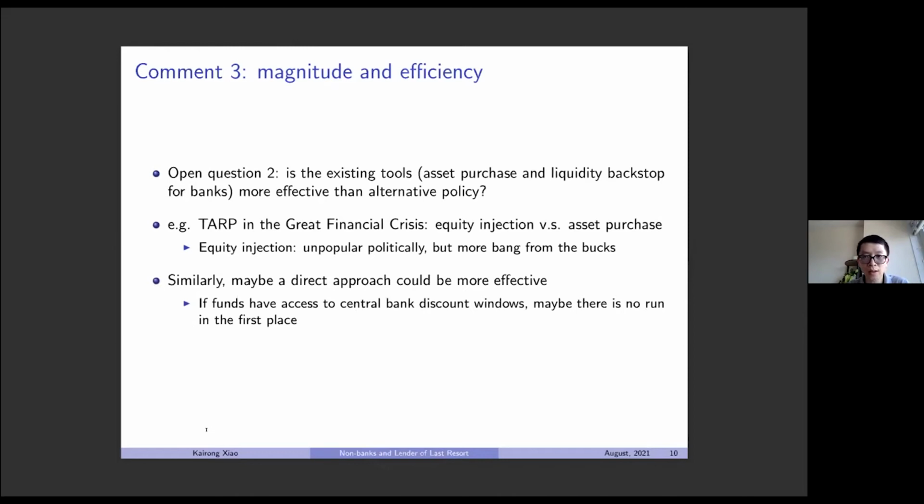The second issue is about efficiency. We show that the existing tools work, but are they more effective than an alternative policy like direct access? This reminds me of an older debate about TARP in the Great Financial Crisis. I remember reading the discussion about whether we should have direct equity injection into banks or whether the government should just purchase their bad assets. At the beginning, a lot of policymakers thought about asset purchases because that's more neutral. It's not really putting taxpayers' money in banks' pockets. But later on, they gravitated towards equity injection in the end because you can get more bang for the buck by directly injecting the money into banks, because you get this leverage effect.